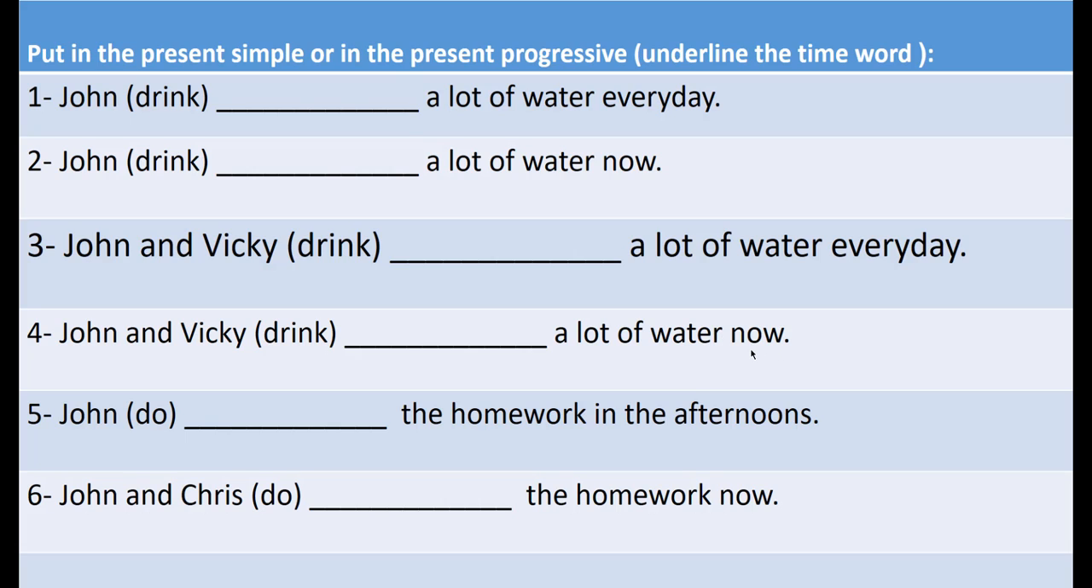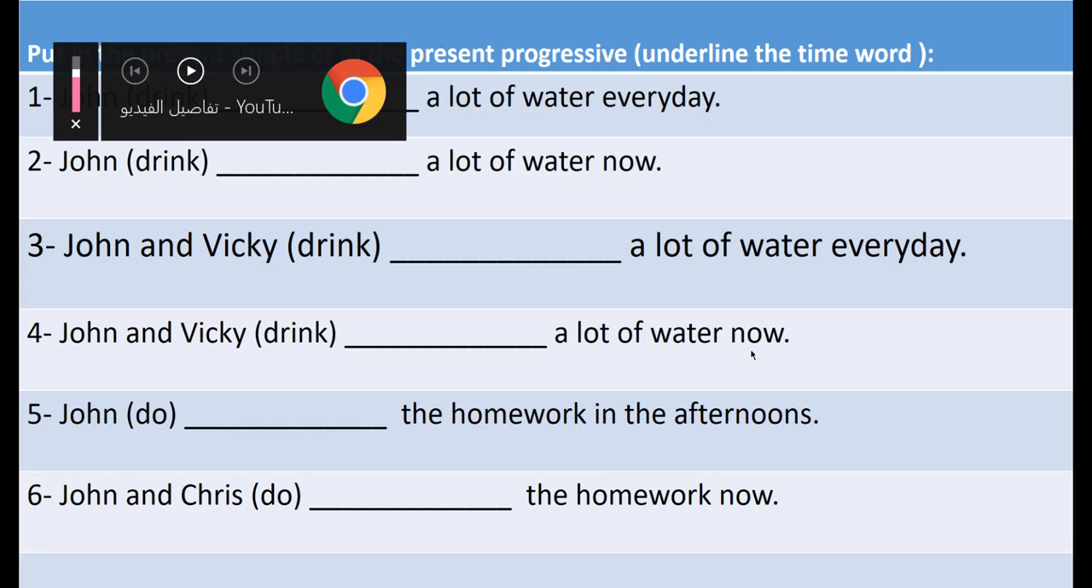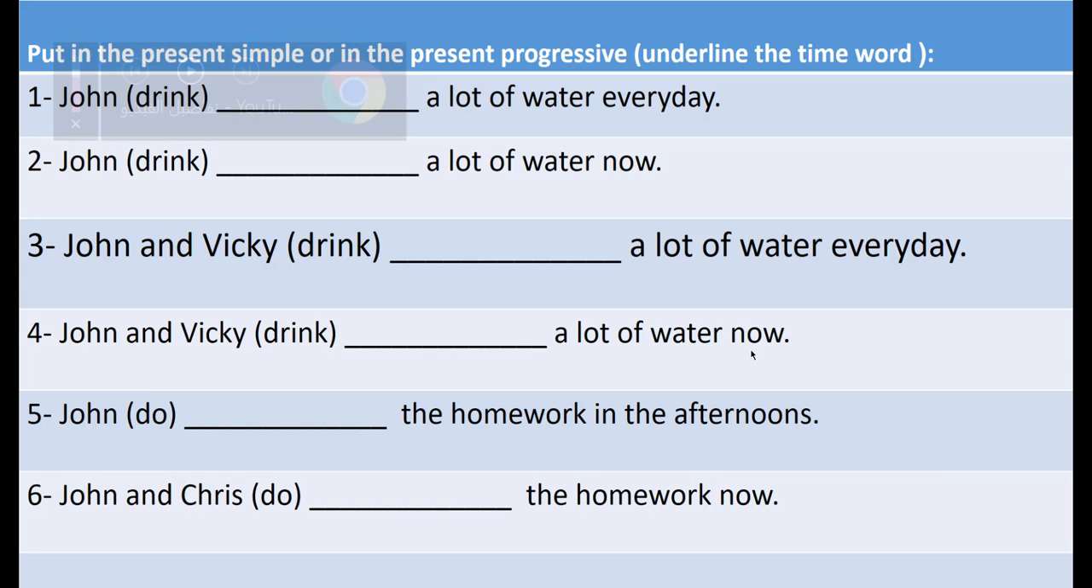So with now, which tense do we use? We use the present progressive, and it will be is drinking, or are drinking, or am drinking. What is the subject here? Is it I? Is it he? Is it they? Yes, it's they. John and Vicky.